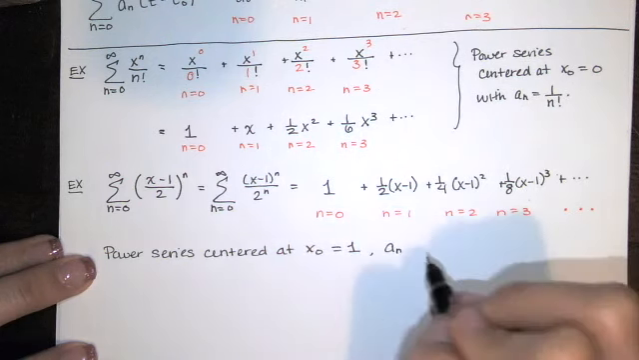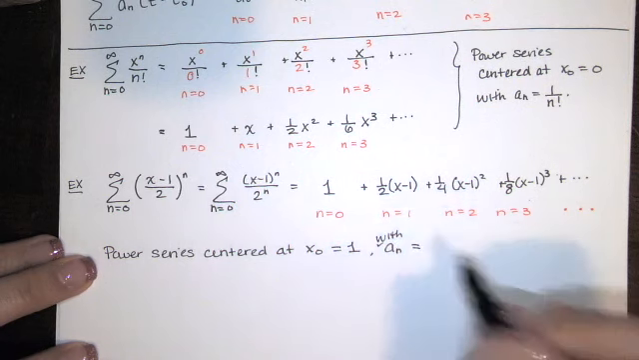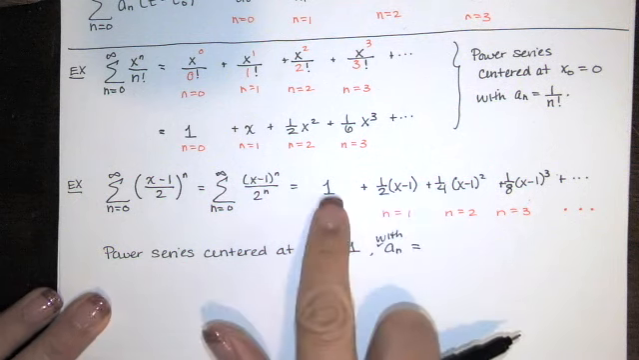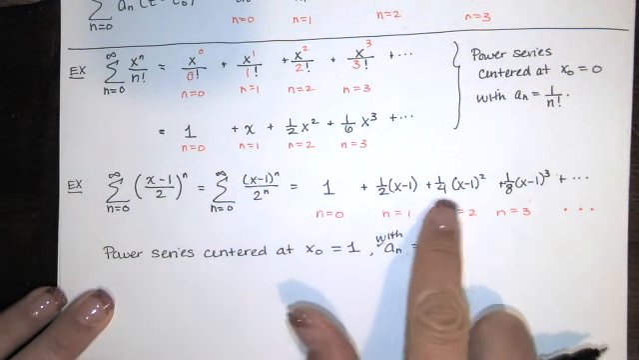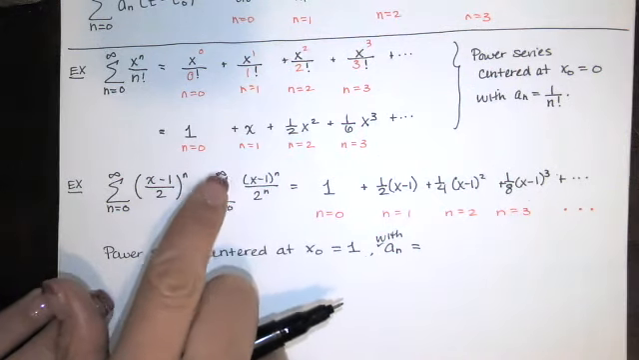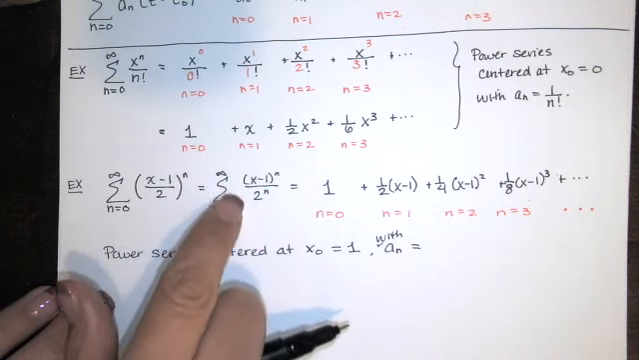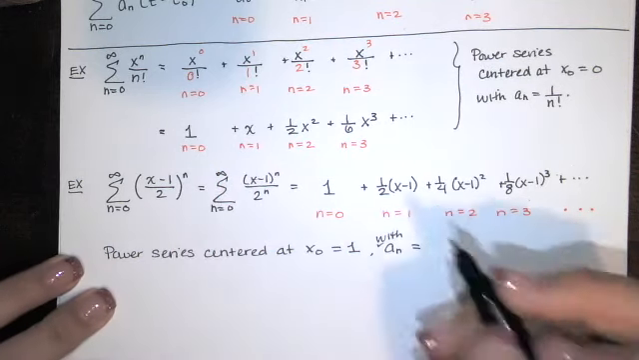And our coefficients a sub n are given by these coefficients. We've got a 1, a 1/2, a 1/4, a 1/8. Or over here, I'm thinking of a sub n as the factor that's multiplying that x minus x naught to the n. That factor is 1 over 2 to the n.